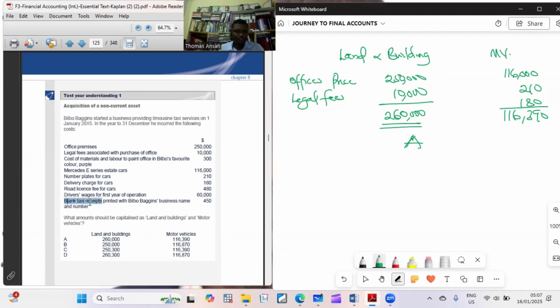And a blank taxi receipt printed with the business name, like the way they do business cards. All right. So those ones too are revenue expenditures. So that is that. So you have to be careful about it. In any case, you realize that when you add the four and when you add the 480, it won't even match. The closest one to match would have been D, but this is the problem.